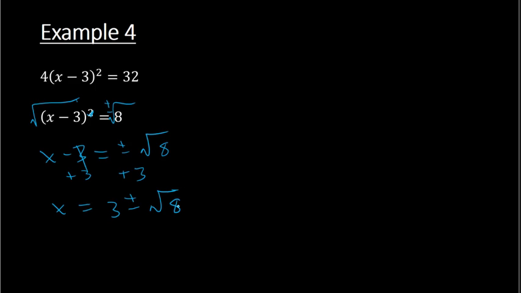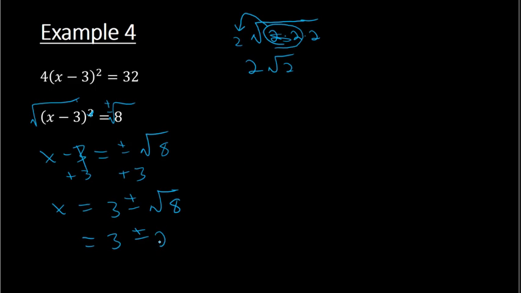And by the way, it's always best practice to simplify radicals if possible. Here the square root of 8 is the square root of 2 times 2 times 2. And notice we have two 2's here. So I can pull out 1, 2, because there's one group of 2's. And I'm left with a 2 on the inside. So I can rewrite this as 3 plus or minus 2 times the square root of 2.